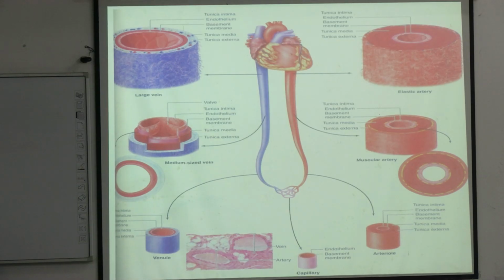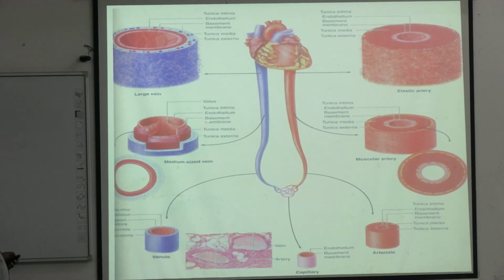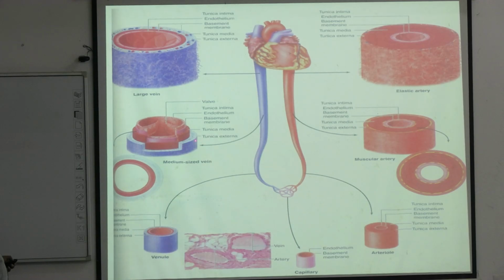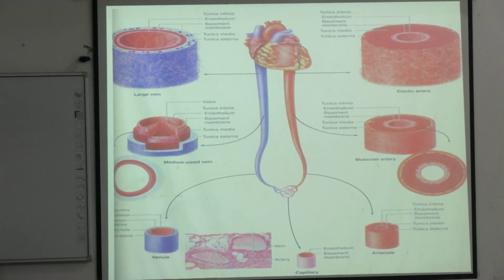Now, you see, this is the heart. This is a large vein: the Tunica Intima, endothelium, basement membrane, and Tunica Media, externa. Now the medium-sized vein has a valve here: Tunica Intima, endothelium, basement membrane, Tunica Media, Tunica Externa. It's a tube, so naturally from external to internal you go. Now, it has muscles also. The histology, if you see, you will see the same thing.